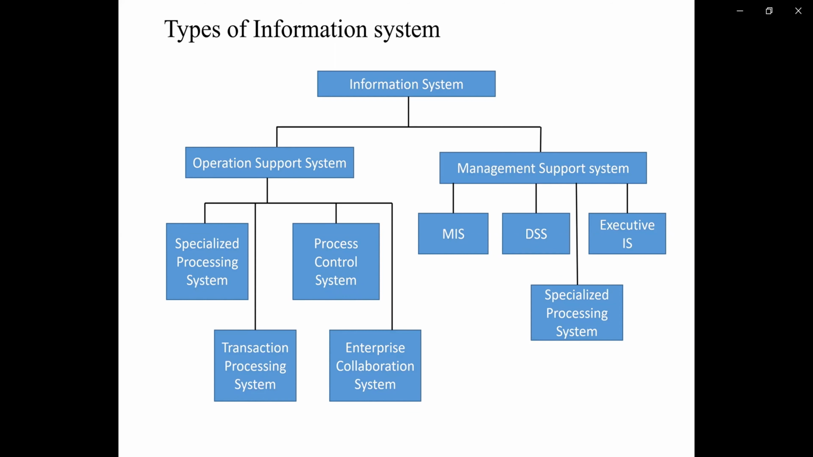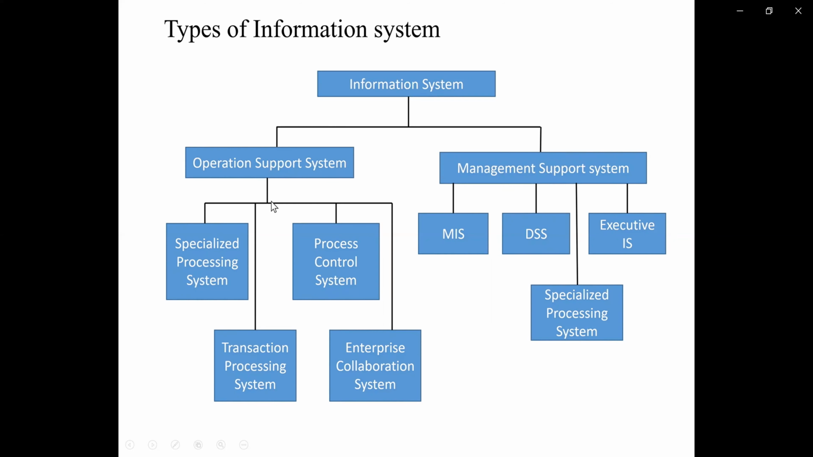There are mainly two types of information system. As you can see in this diagram, information system is classified into two types, that is operational support system and management support system. As the name indicates, operational support system is related to the operations performed on the information system, and management support system is important to the management. One by one we'll see in detail.